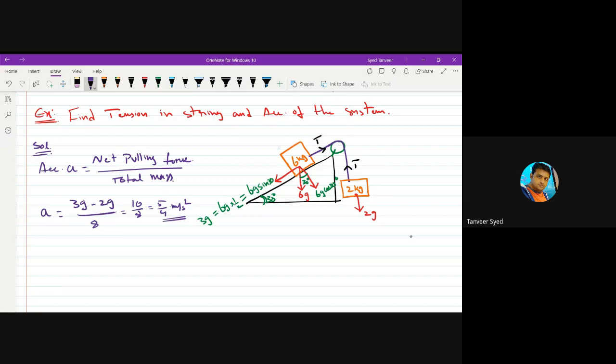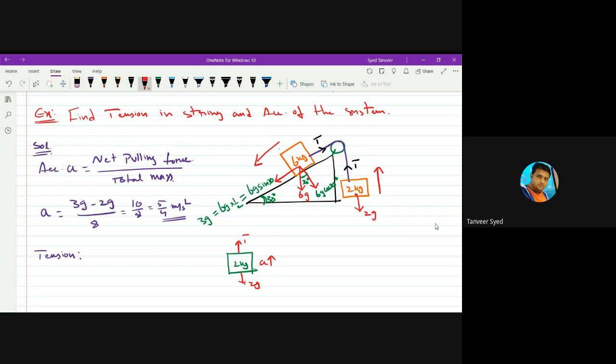Okay. What about tension? Tension in the string. You should draw free body diagrams. 2 kg block is easier to analyze. Tension T acting upward, weight 2g acting downward, acceleration a of 2 kg is upward. The 6 kg is sliding down the incline, so 2 kg will move vertically upward.